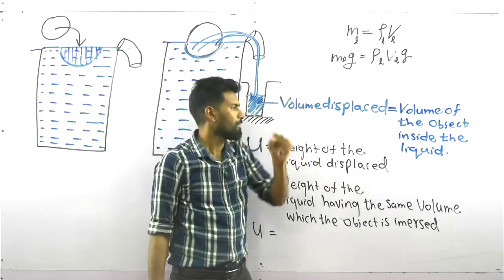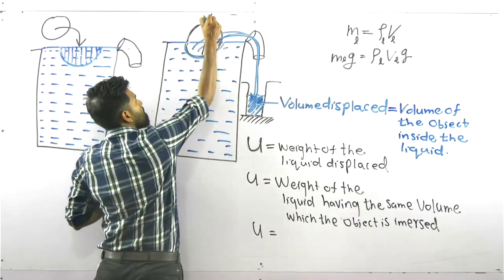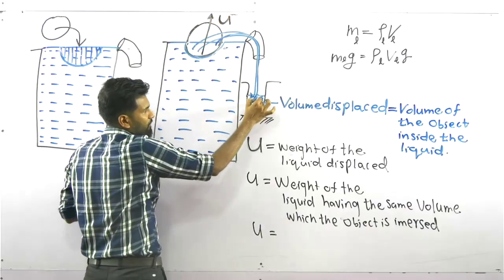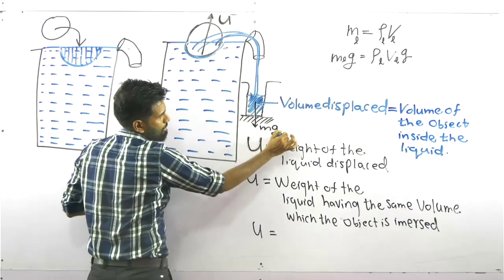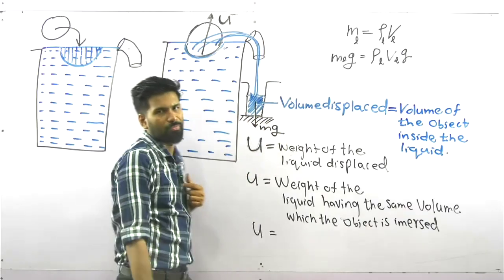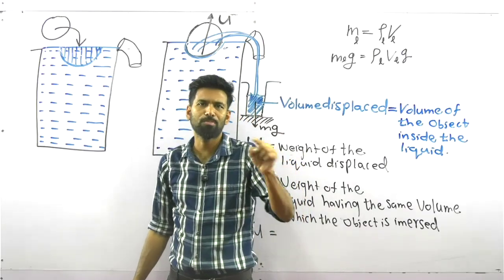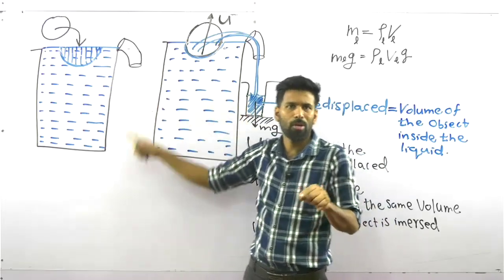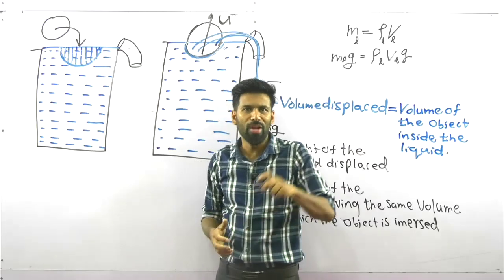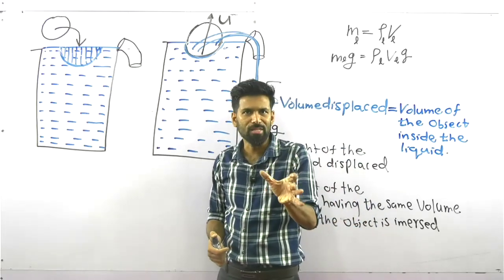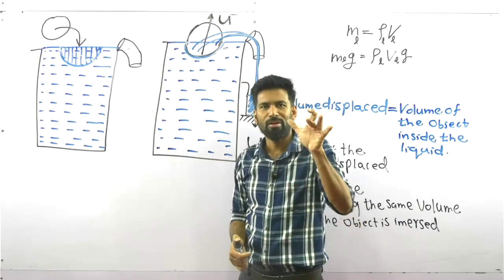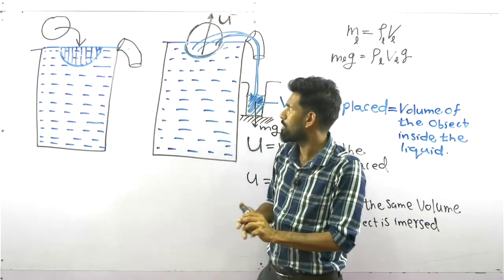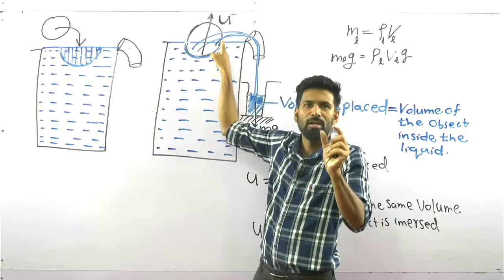So Archimedes suggests the upthrust force acting on the object is equal to the weight of the liquid which was displaced. What is the volume of the liquid which was displaced? It's the same volume which the object now occupies. Okay, so we can rewrite it. The weight of the liquid having a volume equal to the volume in which the object is immersed.